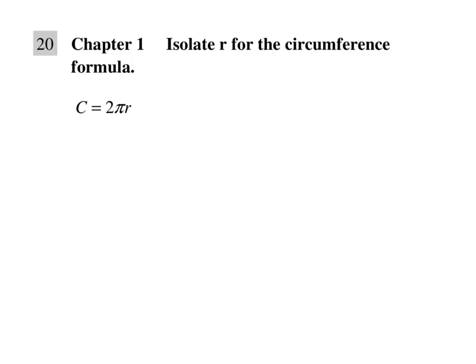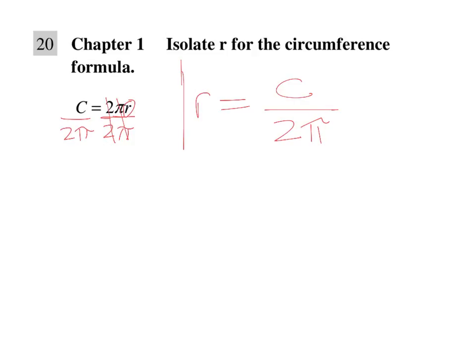All right, last problem. Isolate r for the circumference formula. So if I'm going to isolate r, I need to get rid of 2 and pi. So what do we do? We just divide by 2 and pi. All right, cancels out on the right side. So I get r is equal to c over 2 pi. All right, I've isolated r. It's as simple as that. Done.